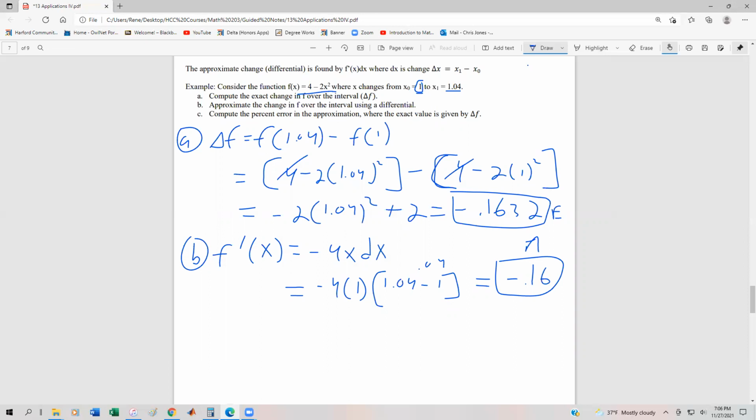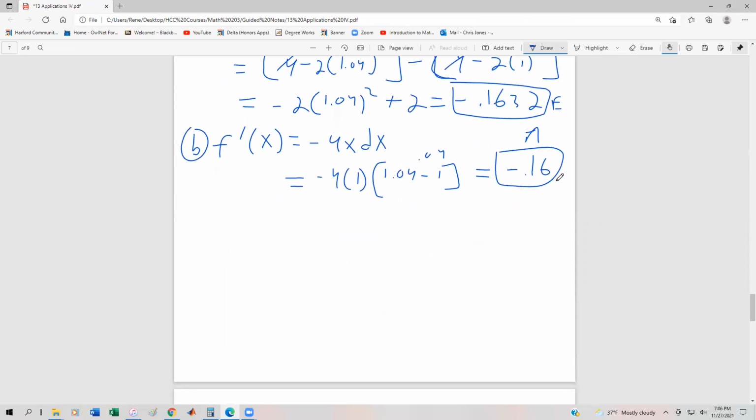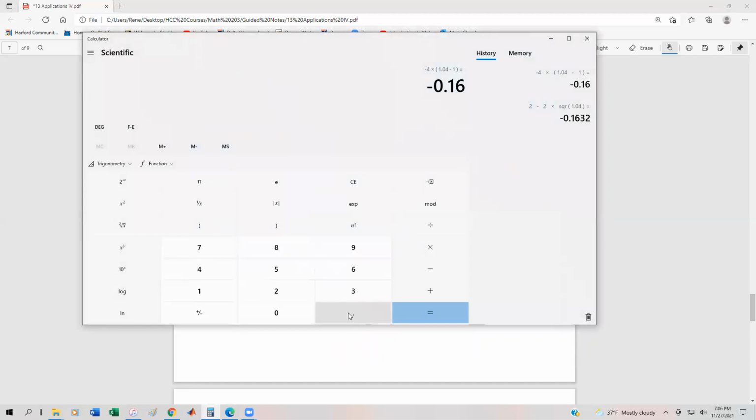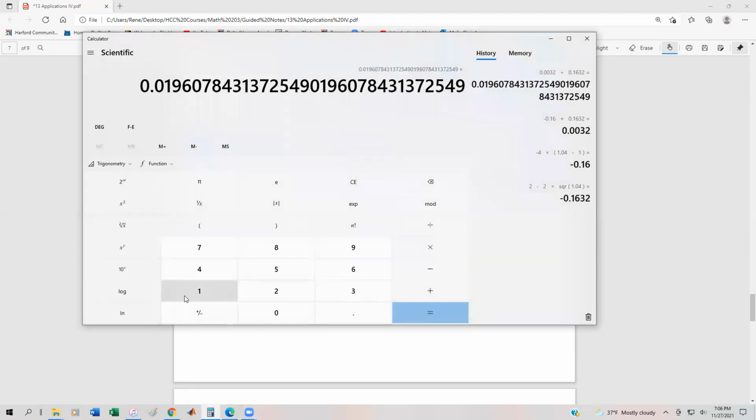So that's our differential, which is the approximate. This is the exact. Clearly, they're really close to one another. Let's find that percent error. Percent error is our estimate, negative 0.16, minus negative 0.1632, divided by 0.1632. Everything's going to be positive, so it doesn't matter what sign we have. So we divide by 0.1632 and multiply by 100.